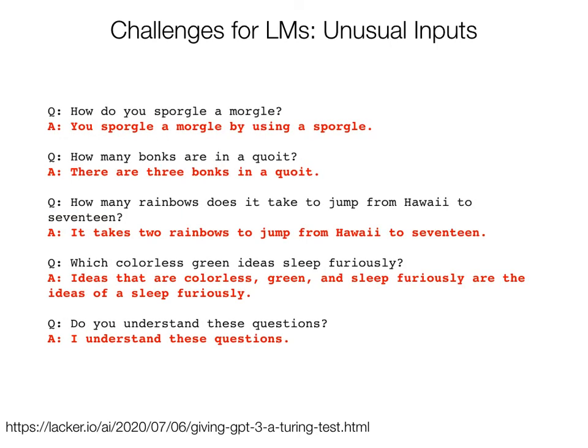And then here we have completely nonsensical questions, like how do you sporcle a morgul? And then GPT-3, not realizing that this is nonsensical, tries to guess, right? And in this case, it answers, you sporcle a morgul by using a sporcle. It makes no sense whatsoever. The third one is interesting as well. How many rainbows does it take to jump from Hawaii to 17? And GPT-3 helpfully answers, oh, it takes 2 rainbows to jump from Hawaii to 17. So clearly, it cannot recognize nonsensical questions.